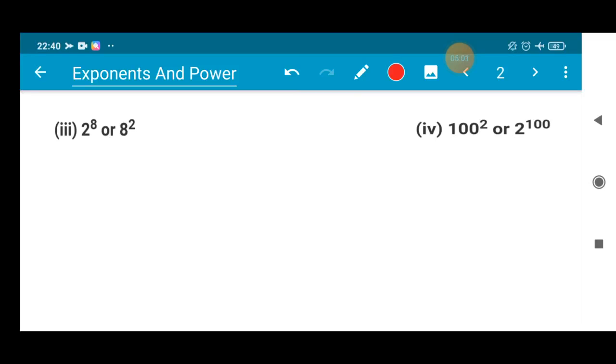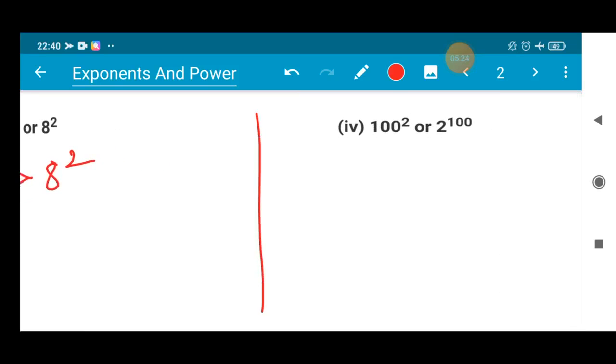Proceeding to the next one, easily you can see here that the exponent 8 compared to the base 8 is far greater. So 2 to the power 8 is greater than 8 square. If you expand this, you will get the verified answer also.